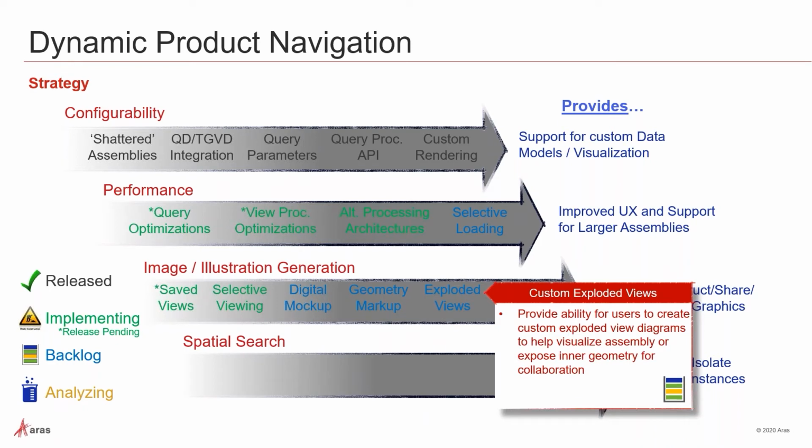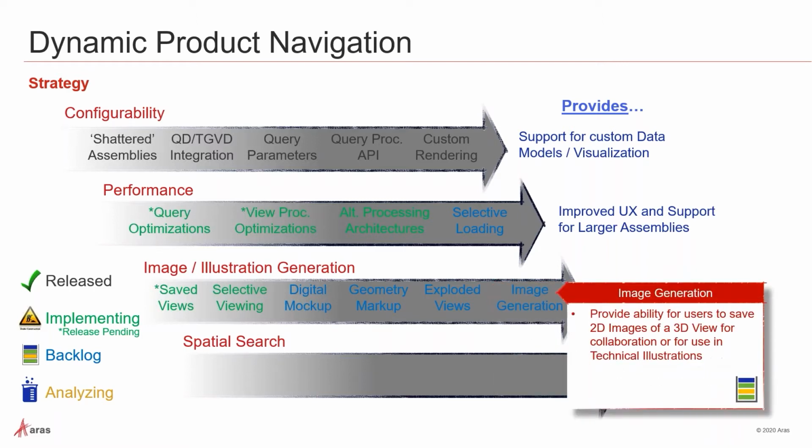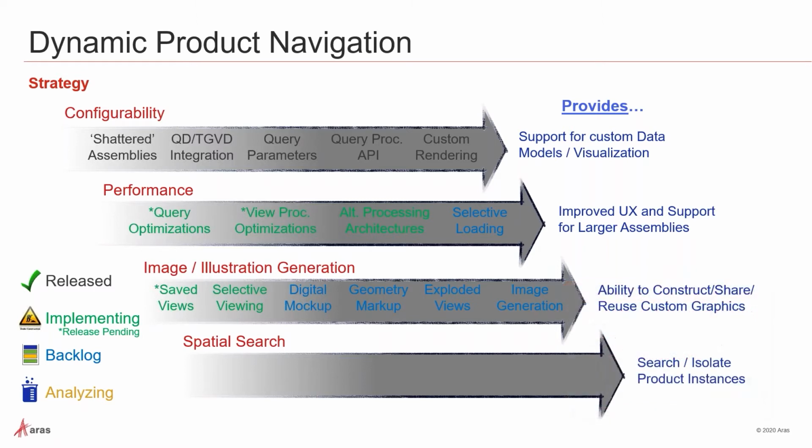Custom exploded views will provide the ability to alter the position of 3D geometry within a view, for example, to illustrate manufacturing processes or otherwise communicate assembly construction. And finally, we'll provide the ability to capture a static image of a scene so that it can be used during collaboration, information exchange, or technical documentation. I will communicate more about the work for spatial search when we get closer to the implementation.